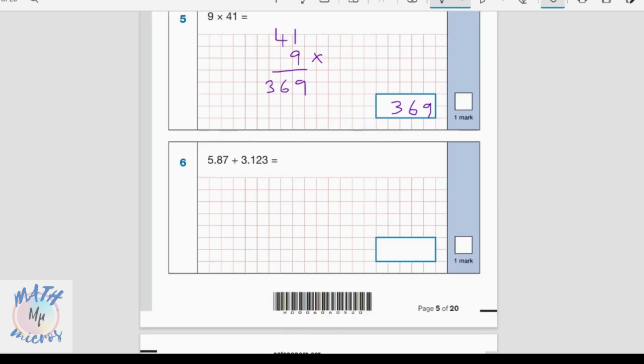Moving to question number 6. 5.87 plus 3.123. So this is basically a decimal addition. So what you need to do is align the decimals properly. Alright. So when I align properly, I need to put 0 here. Fine. So when I add, it's going to be 3, 7 plus 2, 9, 8 plus 1, again 9, 5 plus 3 is 8. So the answer is 8.993.